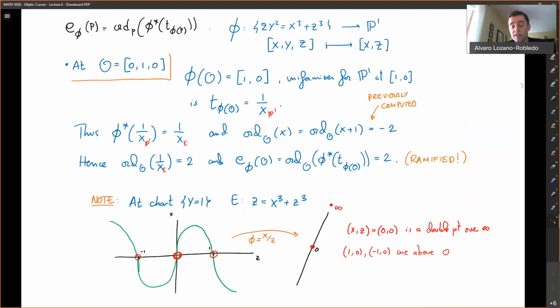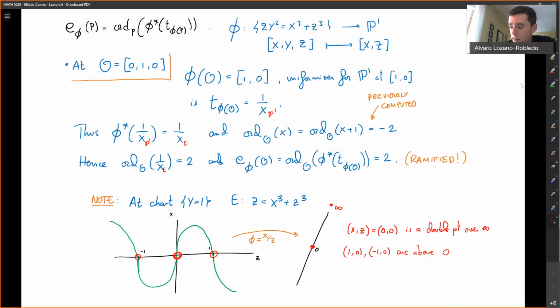Okay, so there is ramification at O, and there is ramification at P, which was minus 1, 0. It turns out there are 2 other points that are ramified. But before I say that, I mentioned last time that it's hard to see what is happening at infinity to tell whether there is ramification. So you can change your chart. If we change the chart to the y equals 1 chart, then I get a different form for my elliptic curve. The elliptic curve looks like this sort of squiggly snake. And the map phi is now a little bit different. It's not just pick the x coordinate, it's X over Z.